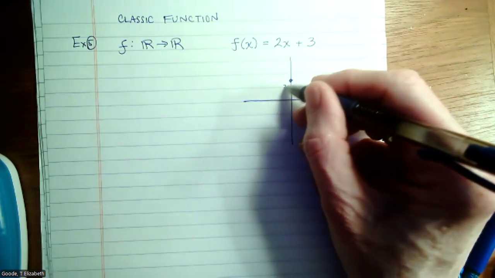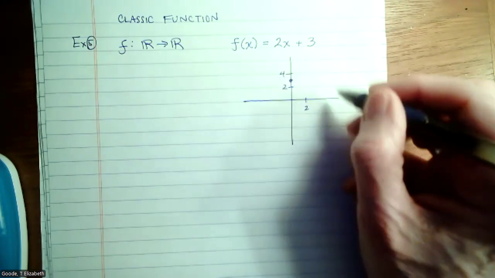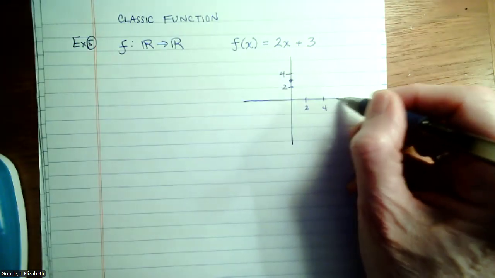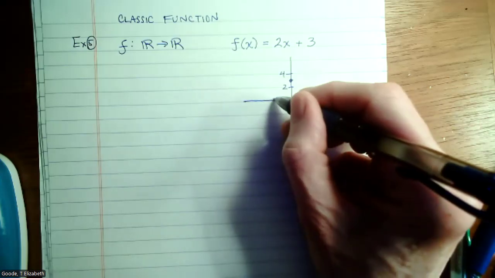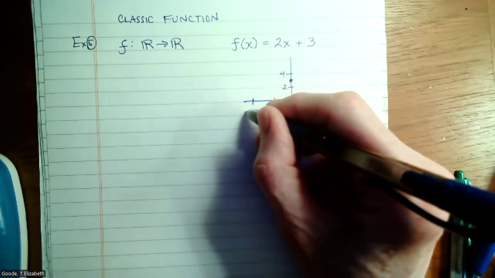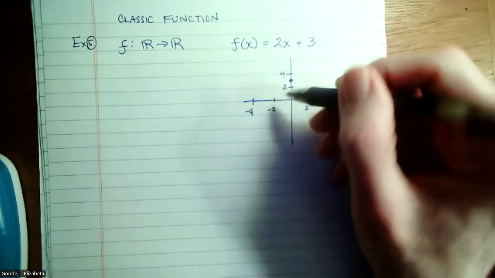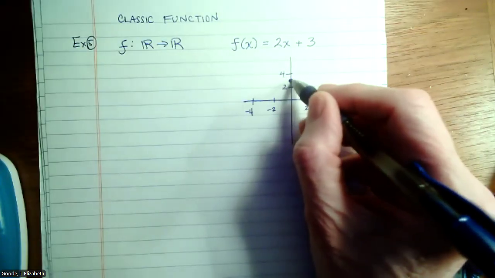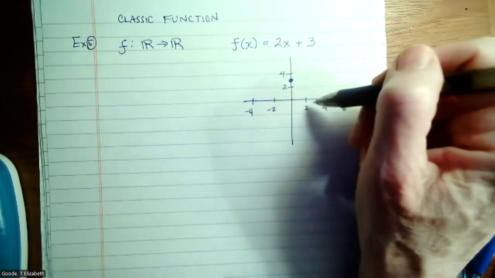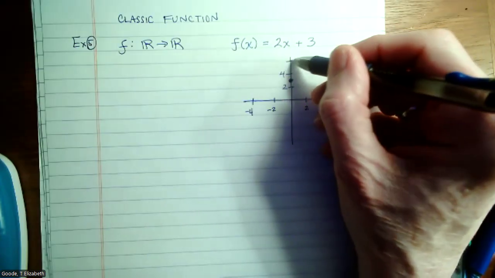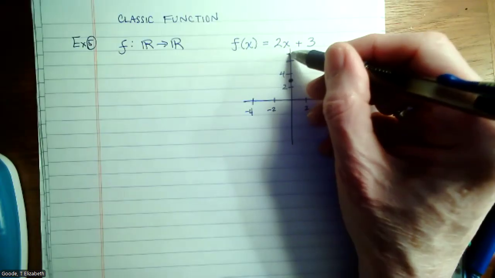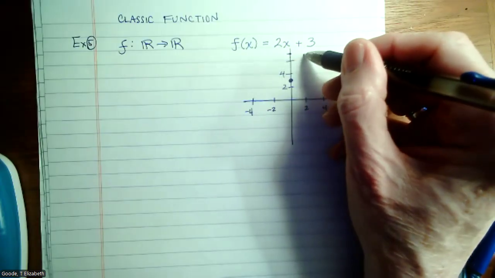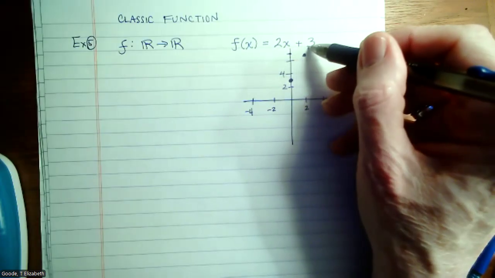I'm going to make this 2, this 4. So when x is 0, y is 3. When x is 2, what is y? 7. So up here at 7. So there's our line.